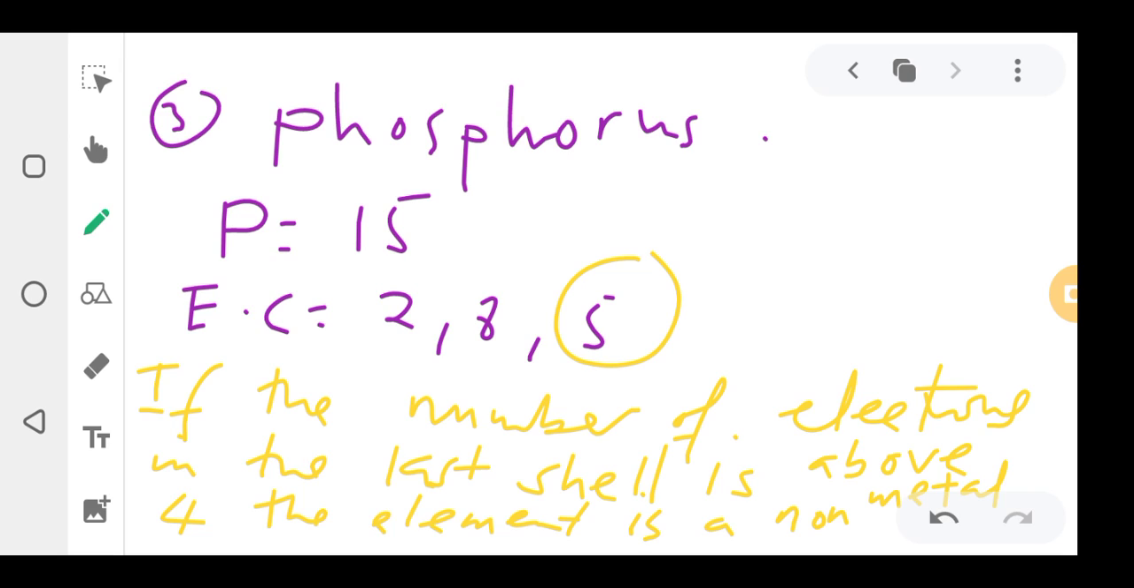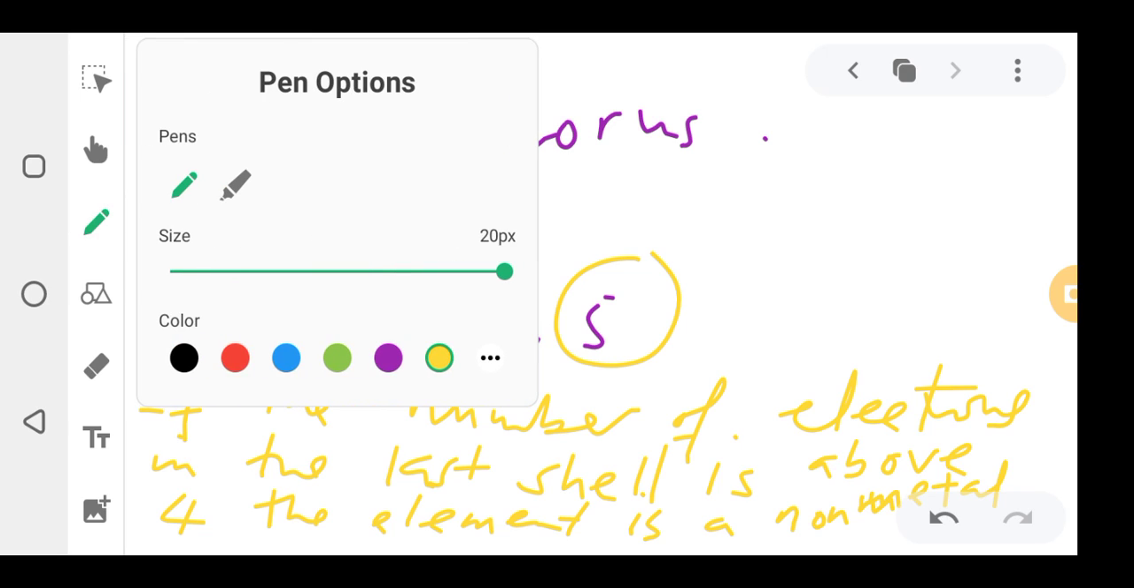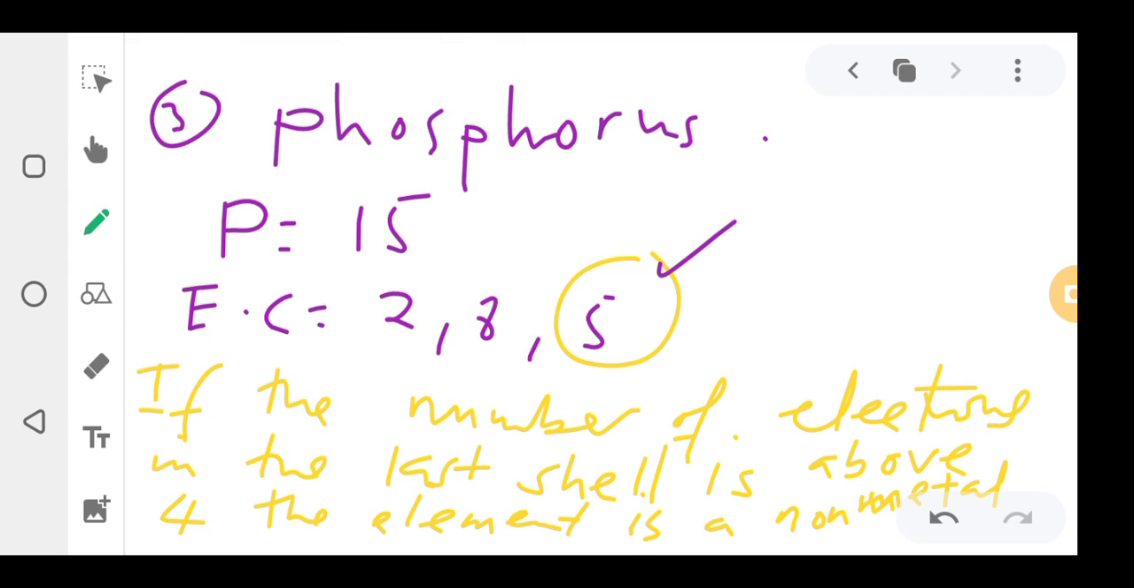Non-metal. So if the number of electrons in the last shell is above 4, have you seen the number of electrons in the last shell? It is 5, and 5 is above 4. So meaning this element phosphorus is actually a non-metal. Why is it a non-metal? Because the number of electrons in the last shell is above 4. Have you understood?